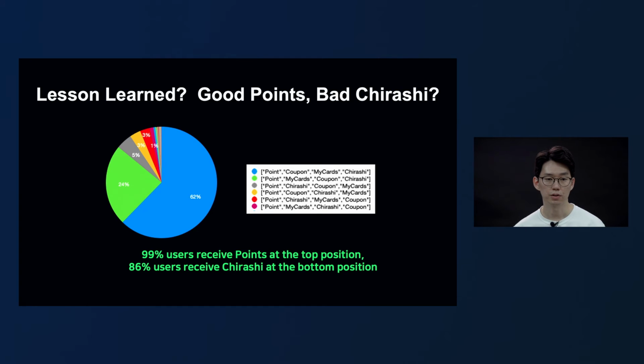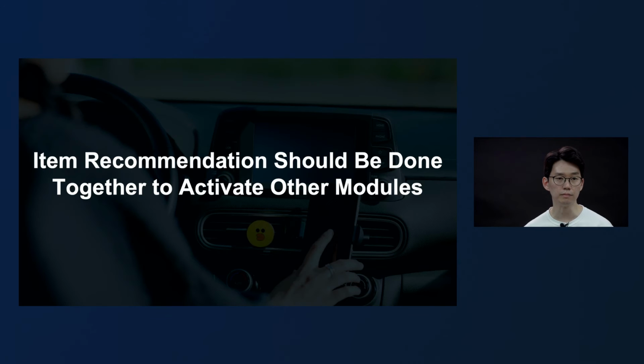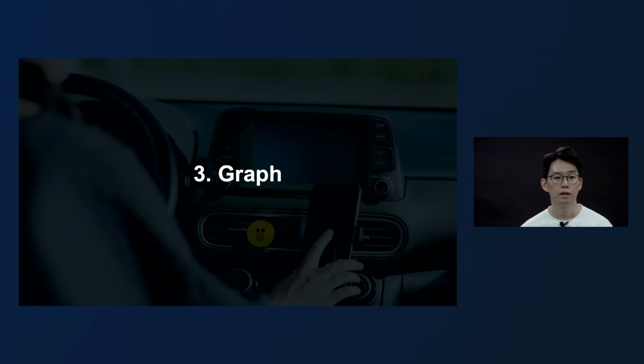In this kind of situation, what the recommendation model does is recommend the point module at the top and the Chirashi module at the bottom. In the total traffic, 99% of users get points at the top, and 86% of users get Chirashi at the bottom. Therefore, item recommendation should be done together to activate other modules. In item recommendation, we use a graph to connect relevant logs and represent them. So I'm going to talk about how we use graphs in the recommender system.